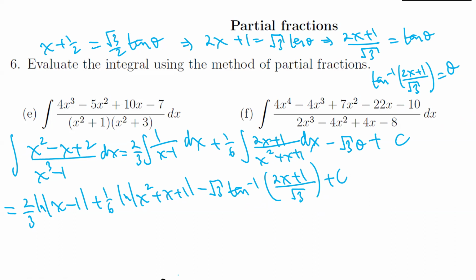So let us check this out. So it's 2/3 the ln of x minus 1 plus 1/6 the ln of x squared plus x plus 1 minus square root of 3 arctan of that.